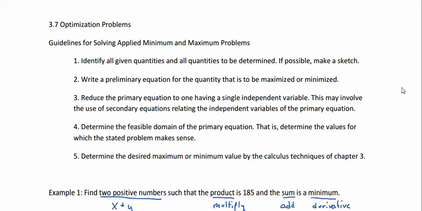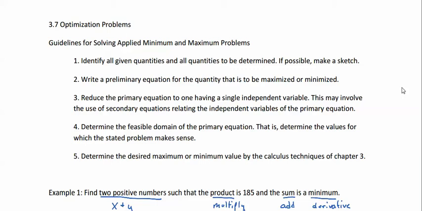Always, number 4, determine the feasible domain of the primary equation. Make sure you're not going to end up with negative heights, or a height that's 30 feet inside of a building that's only 20 feet tall. Things like that. Determine the values for which the stated problem makes sense.